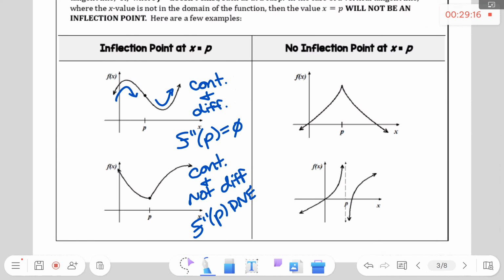What would I say for this right here? It's a cusp, so it's continuous, but not differentiable. So F double prime of x does not exist. Hot dog. This is not, and not differentiable, right?